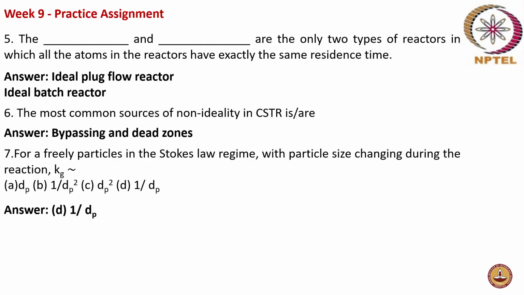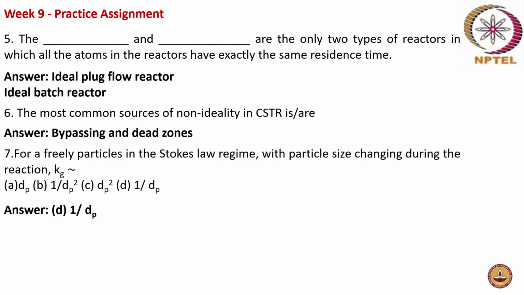So for the Stokes regime, for small particle sizes, kg is proportional to 1 by dp. So I missed, there is an error in the question. I missed the term small particle sizes. When it is large particle sizes, the equation changes.